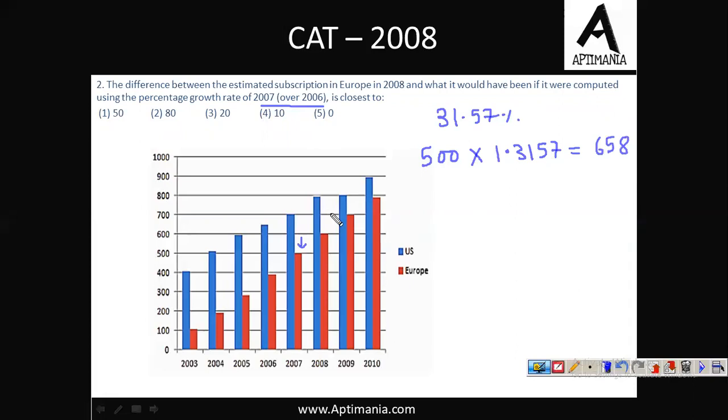Fine. And the value given to us in this chart is 600. So the difference is of basically 58. Now we need to find the closest answer. The closest answer will be option A, 50. Fine. So let's move to third question of this set.